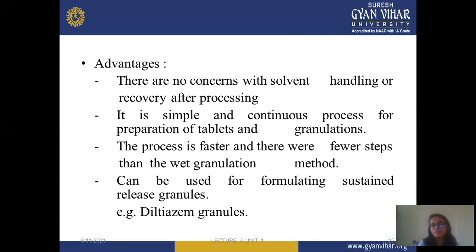In this process, you see that it is almost similar to wet granulation, only some steps are skipped, and the process is a continuous formulation process. Tablets and granules are prepared with this method, and no specific solvent handling is required. Recovery also takes place by this process. An example of this process is diazepam granules.